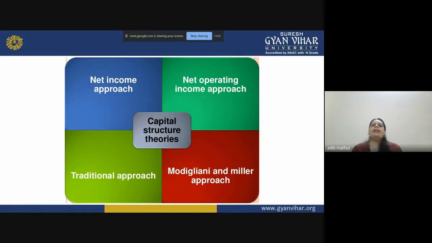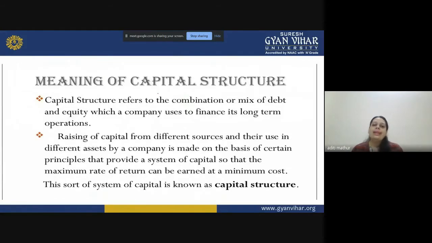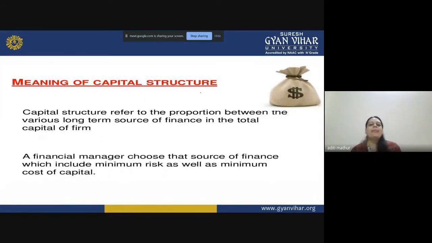Before we wind up, let us have a quick recap of all the points which we have covered today. Today we have started with our new topic, that is capital structure. In this, we have covered the meaning of capital structure. Capital structure refers to the combination or a mix of debt and equity which a company uses to finance its long-term operation. Then a capital structure should be in such a fashion that it earns the maximum rate of return and is associated with the minimum cost. We should always look for that capital structure which has minimum cost and minimum risk associated with it.